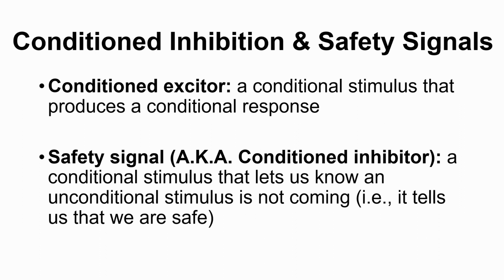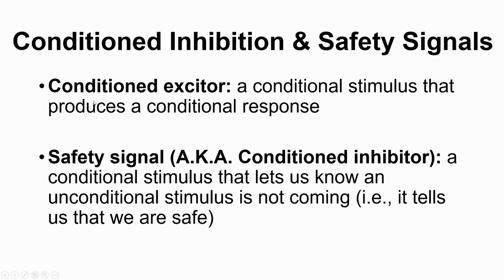I do want to mention one other special case that we can talk about, and these are safety signals. This is the idea that you can have a stimulus that actually tells you that an unconditional stimulus is not going to occur. We can call them either a safety signal or a conditioned inhibitor. But it's basically something that tells us that a particular stimulus is not going to come. And I'm going to explain this with an example on the next slide.